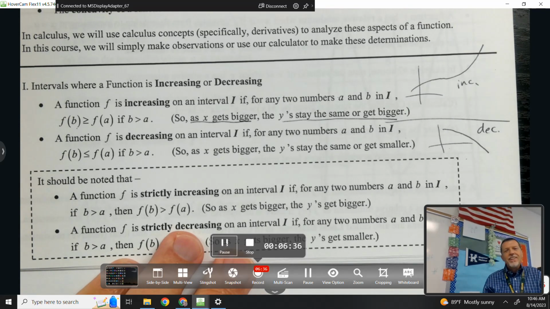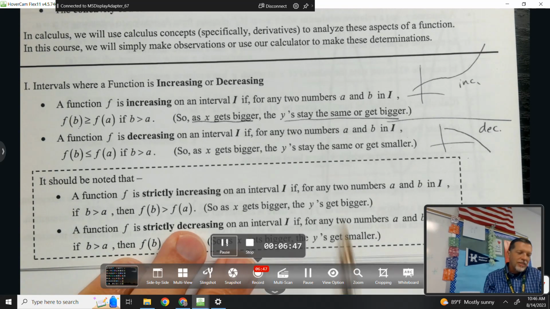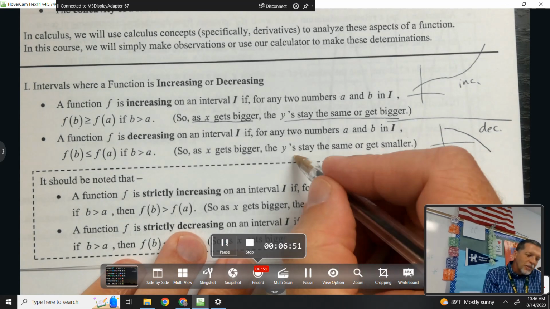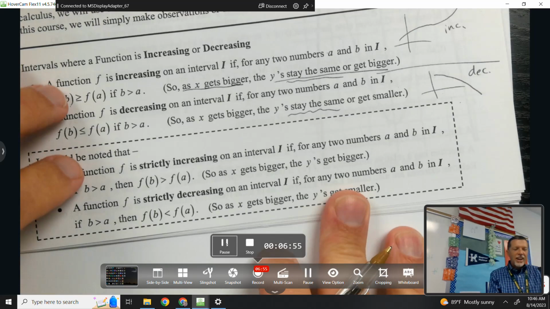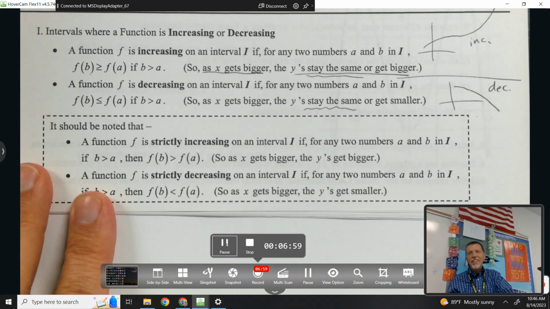Is a constant function increasing and decreasing at the same time? So by this definition, yes, which is why I don't really like this definition, but it's yes, because of how it says stay the same or get smaller. So the question is, well, if it stays the same the whole time, is a constant function increasing and decreasing? By that definition, yes, although we would never say that. But that's a good observation.